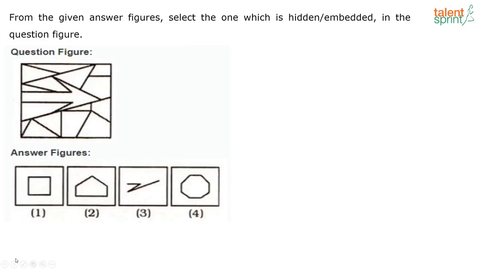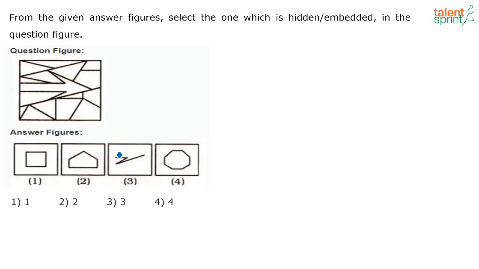Next one. From the given answer figure, select the one which is hidden or embedded in the question figure. So the correct answer here is again option 3. See, this is embedded in the question figure. Correct answer is option 3. Definitely you cannot see any polygon like this. This shape also is not there. This is very obvious, no? Very easily you can find the answer. Option 3. Right, next one.